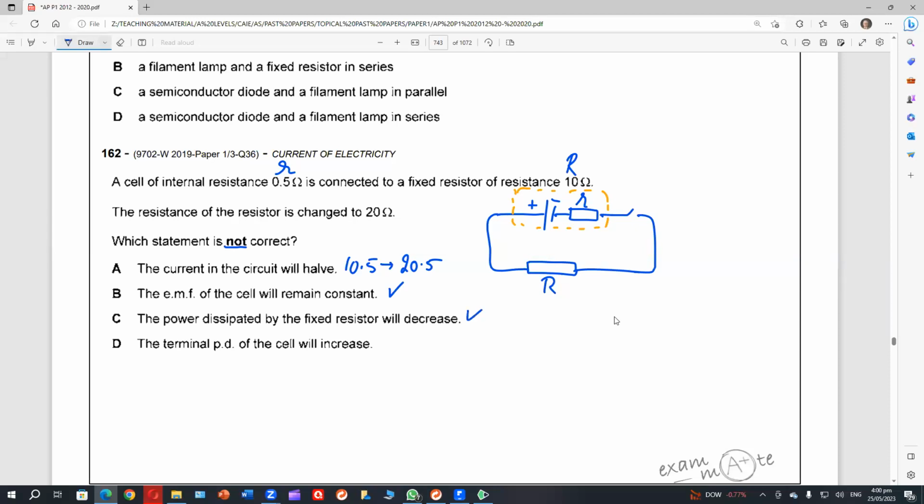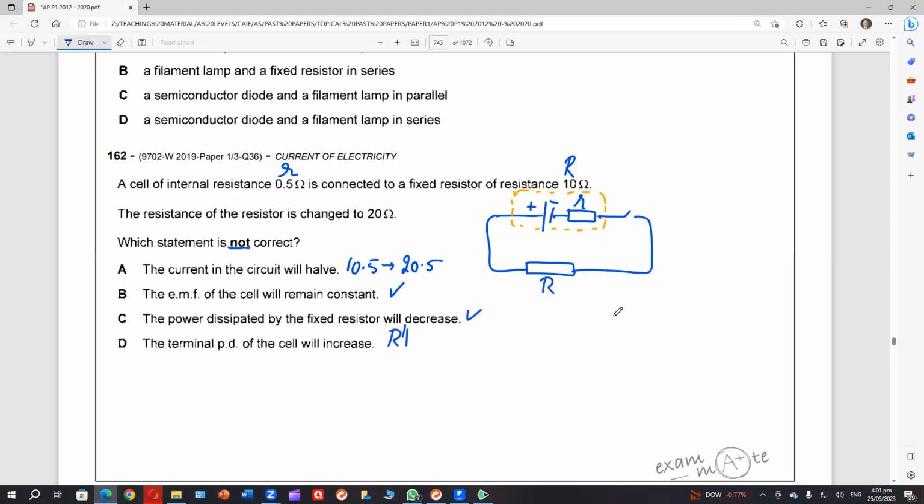The terminal PD of the cell will increase. This is also correct, because you are increasing external resistance. So terminal PD will increase.